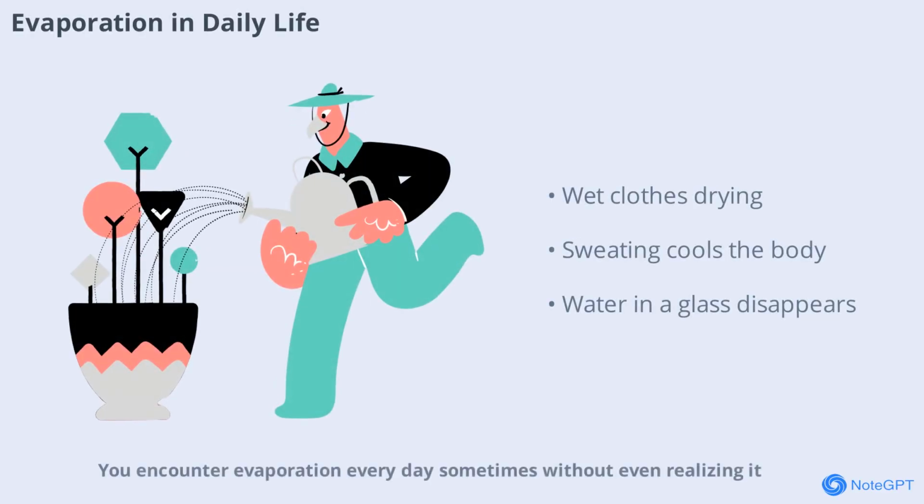We encounter evaporation every day, sometimes without even realizing it. When you hang wet laundry outside, the water in the fabric slowly disappears as it evaporates into the air. Sweating is another example. Your body releases moisture which evaporates and helps cool you down. Even a glass of water left out will eventually lose some of its contents to evaporation. These simple everyday occurrences show how evaporation is always at work, quietly shaping our routines and comfort.